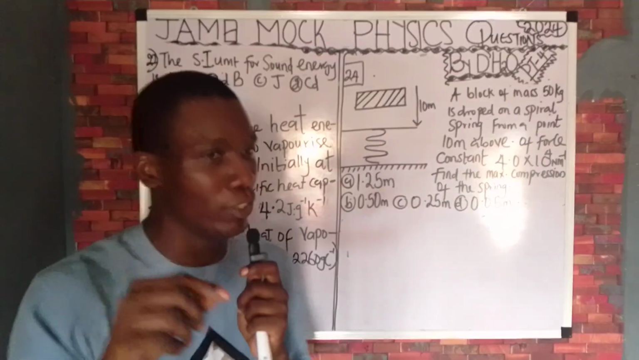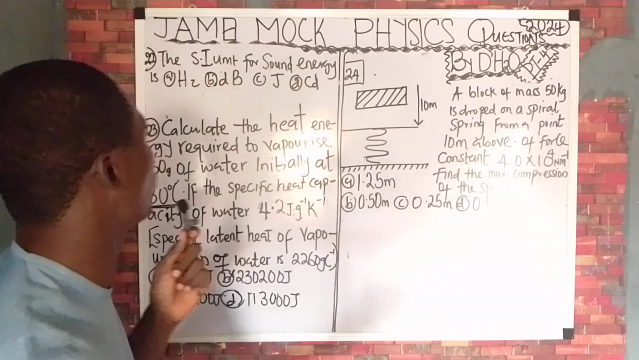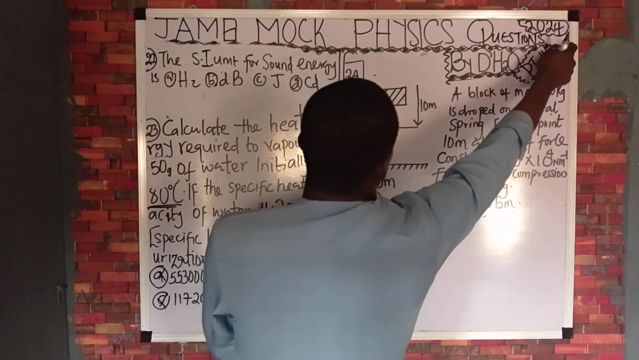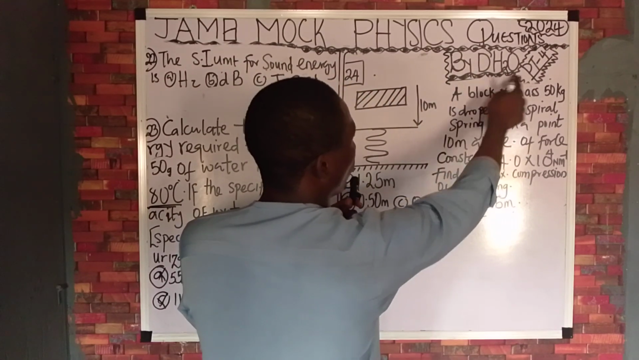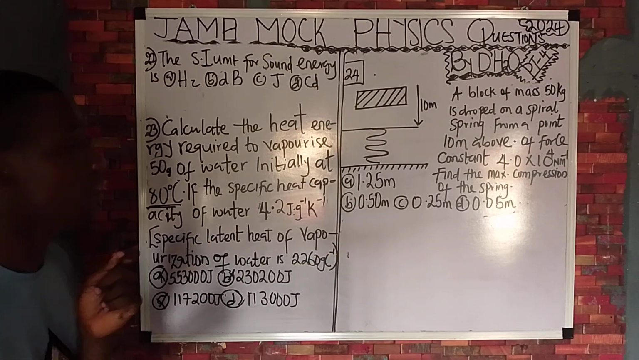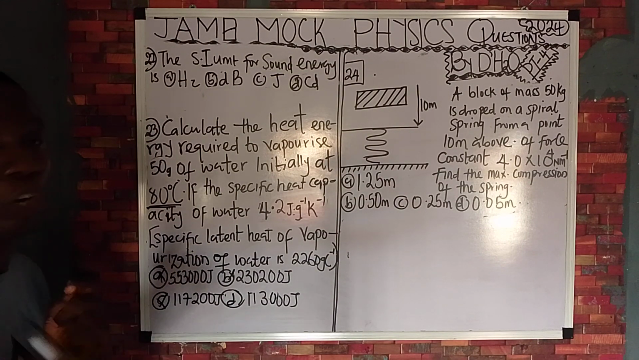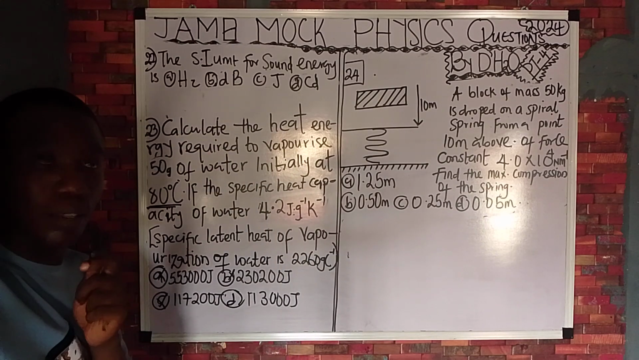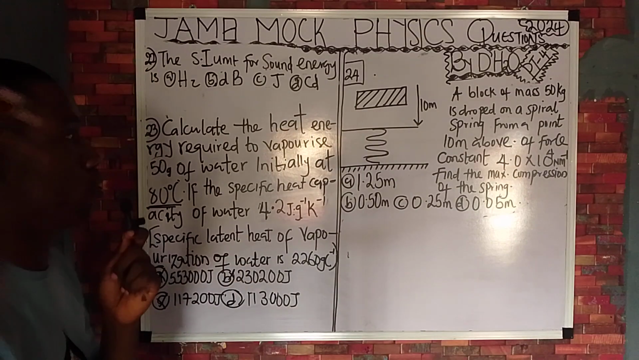In today's video lesson, we are going to be taking the fourth section of this video lesson. As you can see on the board, we have JAMB mock physics question 2024 by DH2O. We are in part 4. On the board we have question number 22 because we have treated 1 to 21. So if you have not watched our previous video where we talked about questions 1 to 21, please do that.